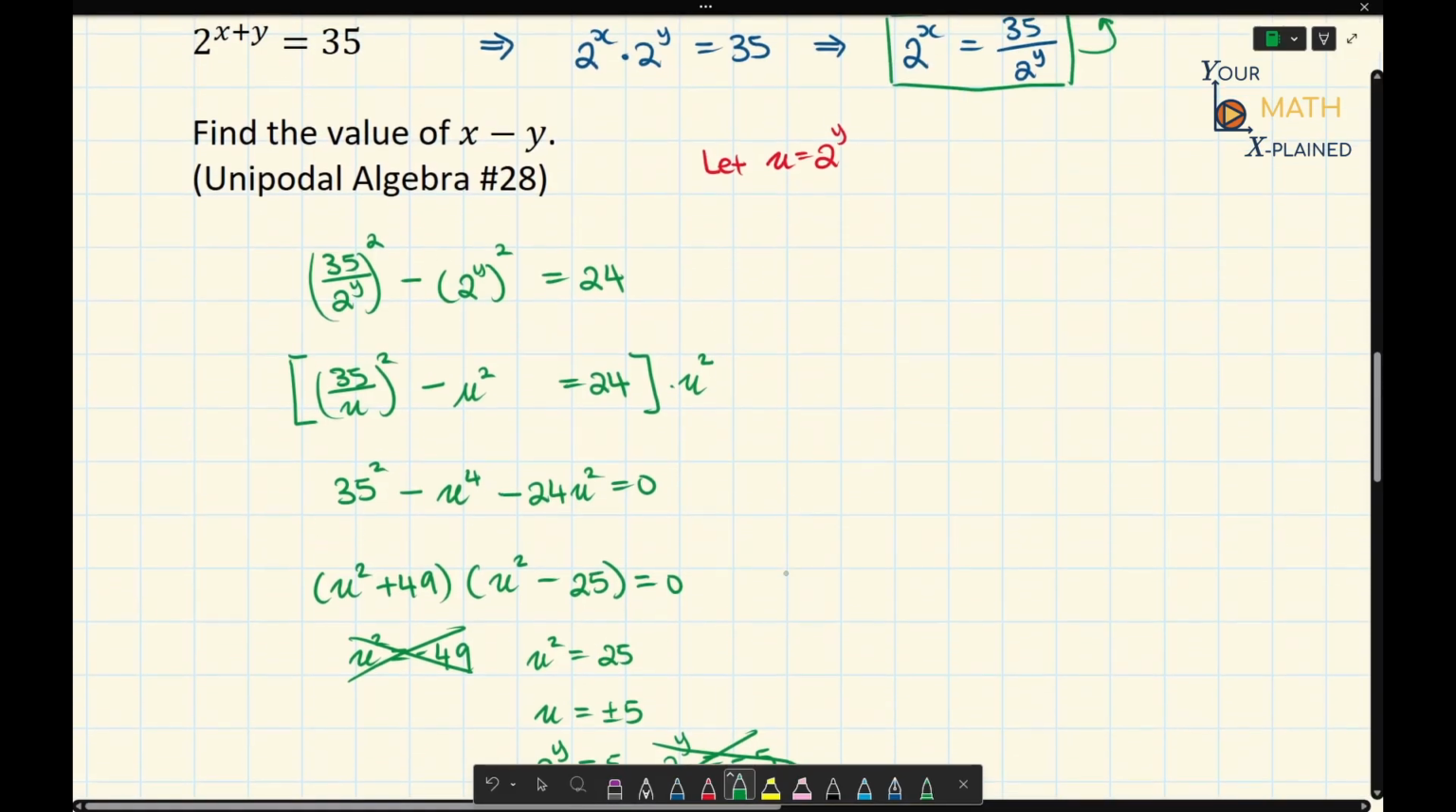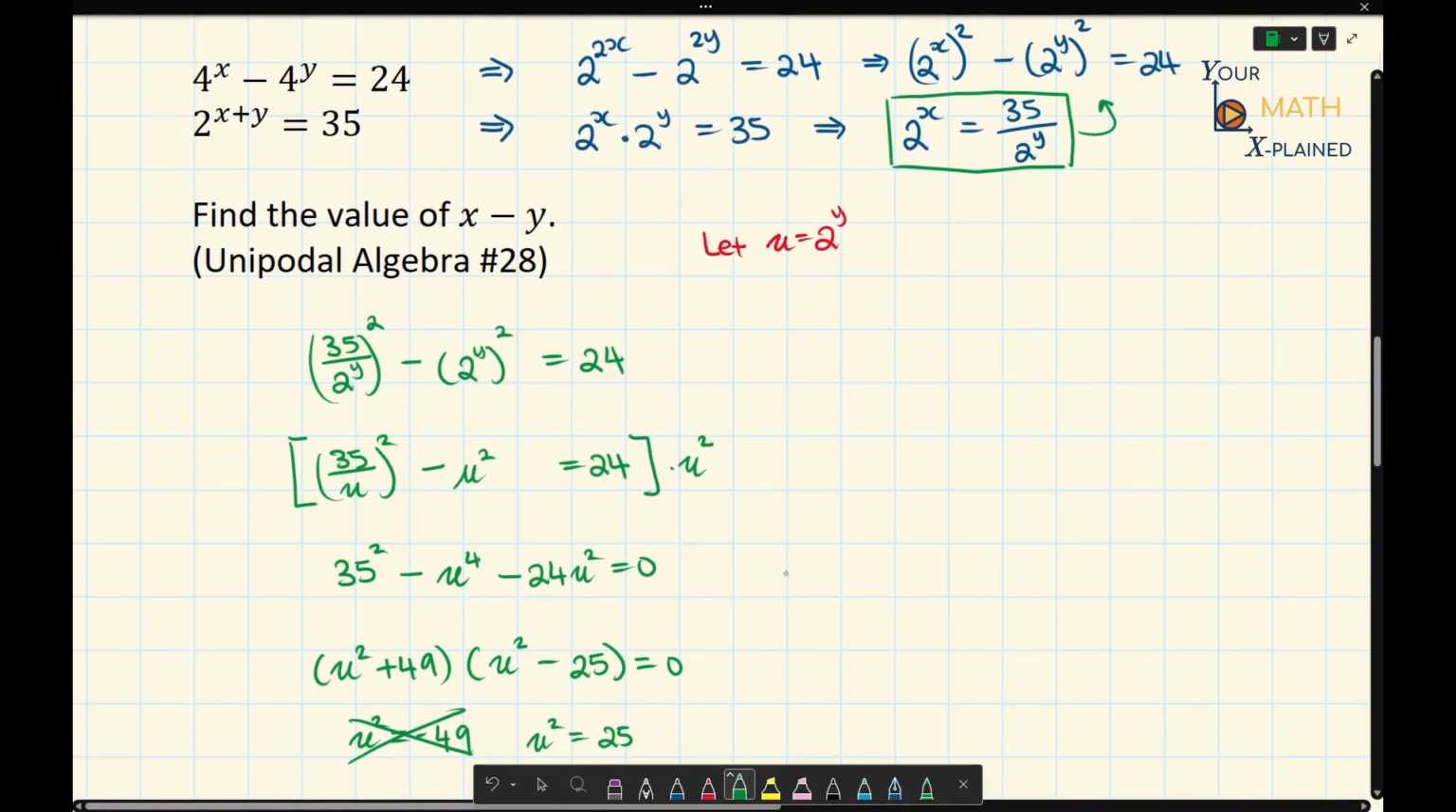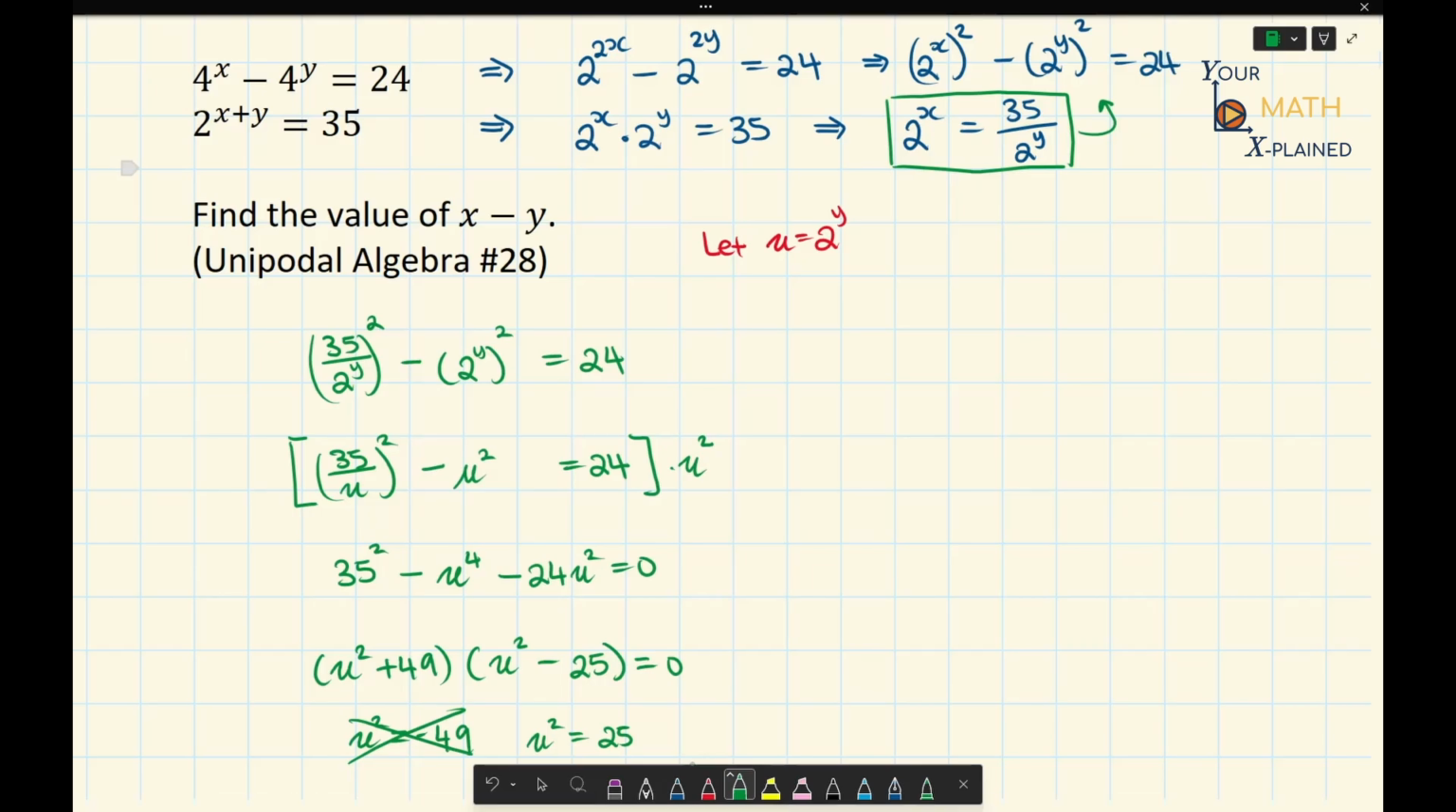So going back up to our second equation, we can actually go ahead and solve for x now. Using the equation in the box here, we have 2 to the power of x is equal to 35 over 2 to the power of y. And since y is equal to log base 2 of 5, this is 2 to the power of log base 2 of 5. So this means 2 to the power of x is equal to 35 over 5, which is equal to 7. So then we get x is equal to log base 2 of 7.